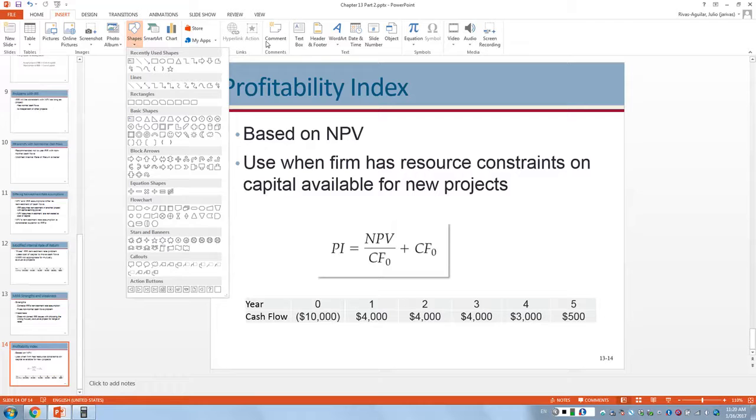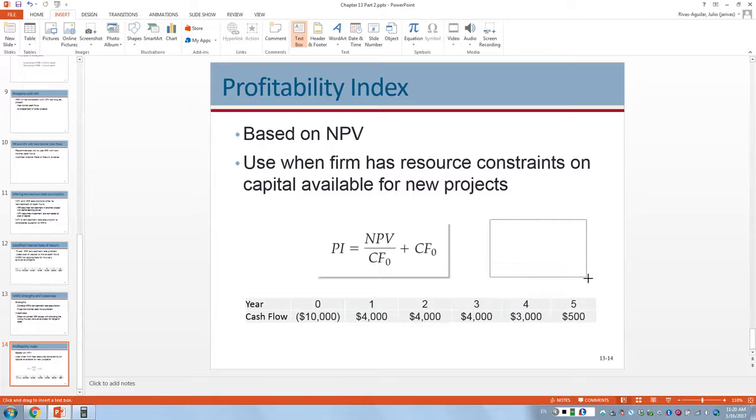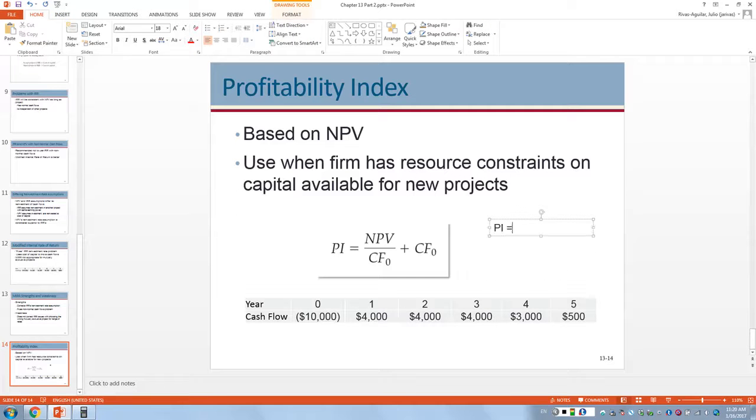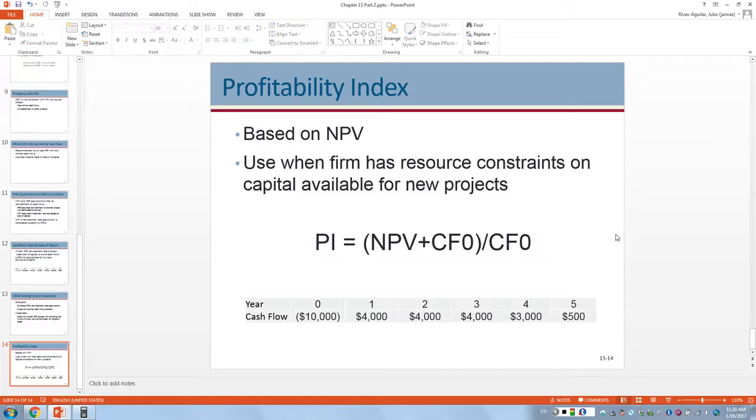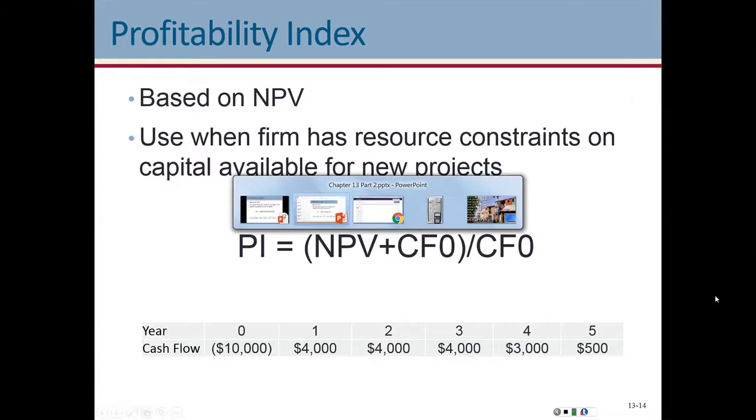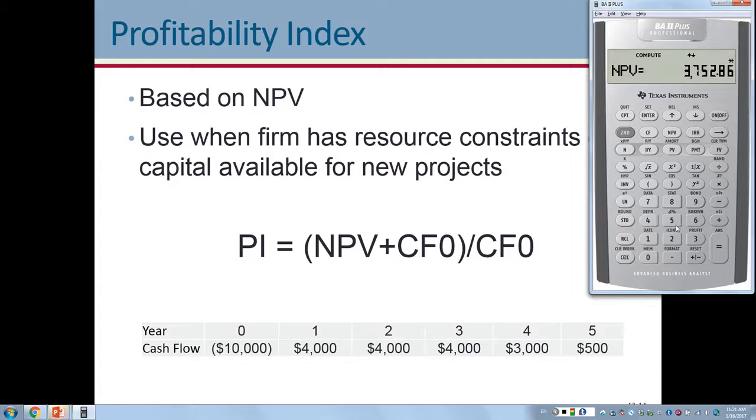I'm gonna insert a text box right here, and I say PI is equal to NPV plus cash flow at year 0 divided by cash flow at year 0. Okay, let's disregard this box and let's keep this one. Gonna make it a little larger, and that's it. So we're gonna be adding up our net present value to the cash flow that we have today divided by the cash flow that we have today.